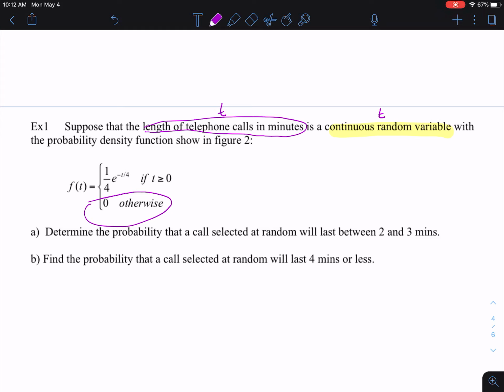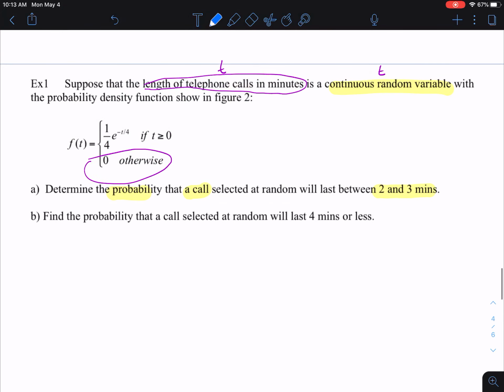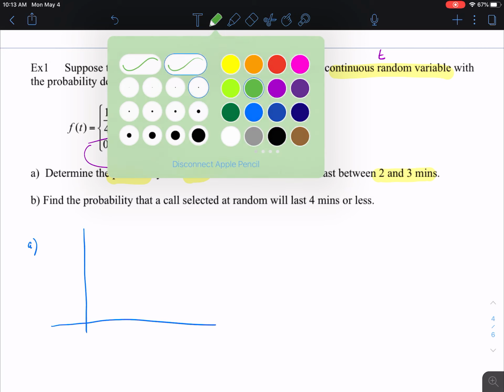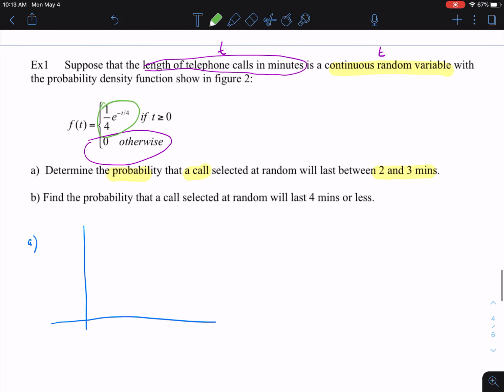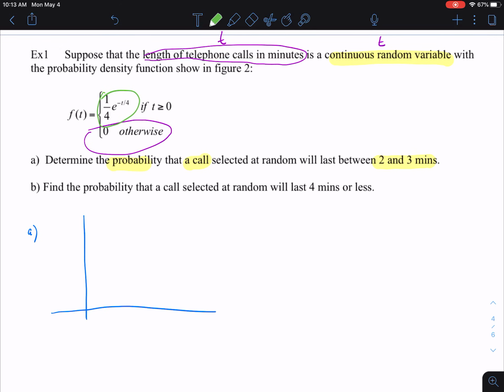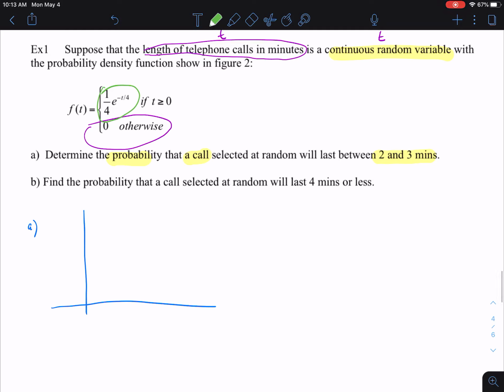So part A is asking, what is the probability that a phone call lasted between 2 to 3 minutes? So if we were to demonstrate this visually, we will graph e to the negative t over 4. If you use Desmos or any sort of graphing calculator, you can graph that, and it will be something like this. It's going to start somewhere there, and it's going to start decreasing.